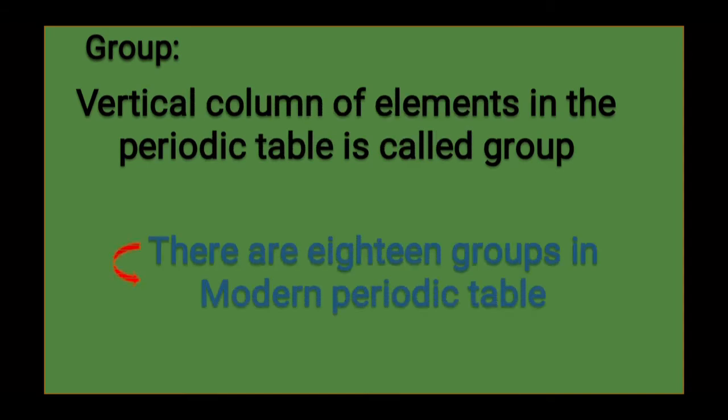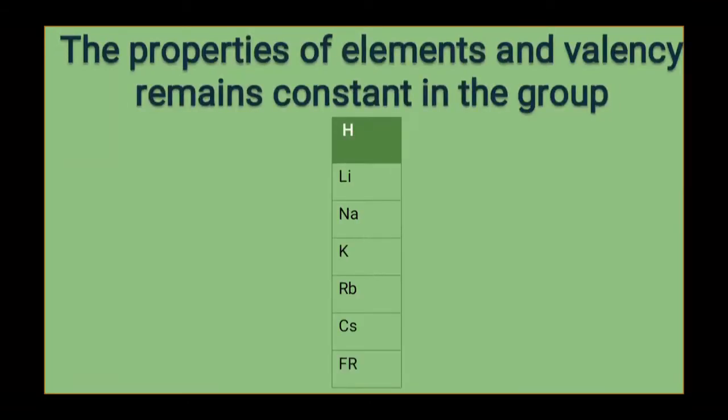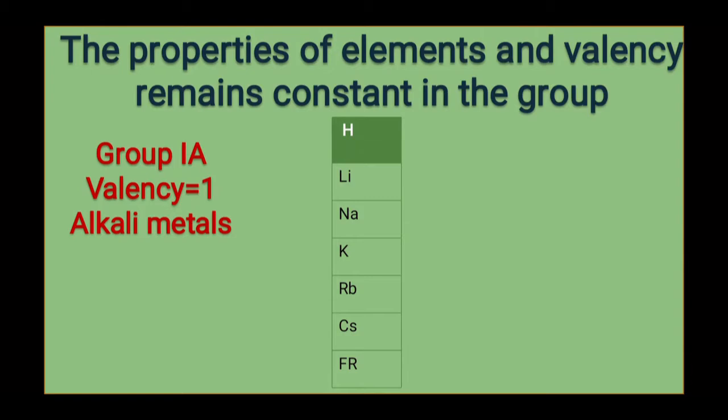Group. Vertical column of elements in the periodic table is called group. There are 18 groups in the modern periodic table. The properties of elements and valency remain constant in the group. In group 1A, valency is 1 and the elements are alkali metals, except hydrogen.